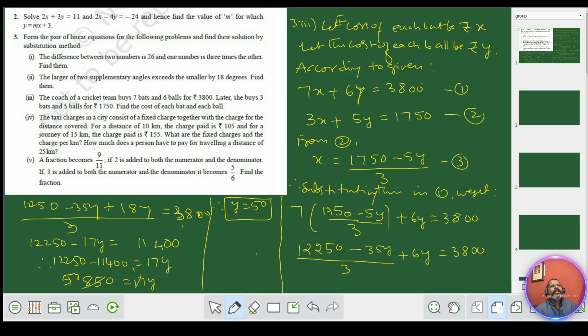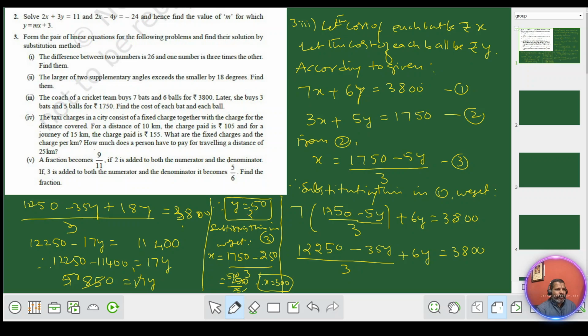Okay, what is y value? It's the cost of the ball. We'll write the conclusion later. Now substituting this in 3, we get x equal to (1750 minus 50 into 5) by 3. 5 fives are 25, so 250. 1750 minus 250 will come to 1500 by 3. 3 ones are 3, 3 fives are 15, 500. Therefore x equal to 500.